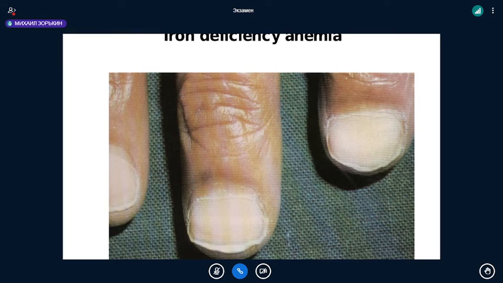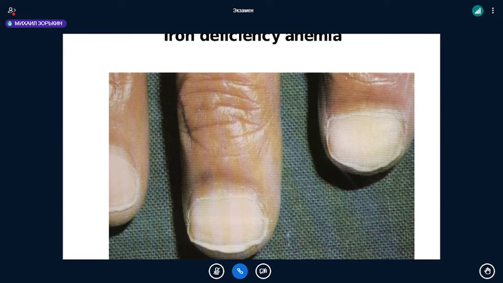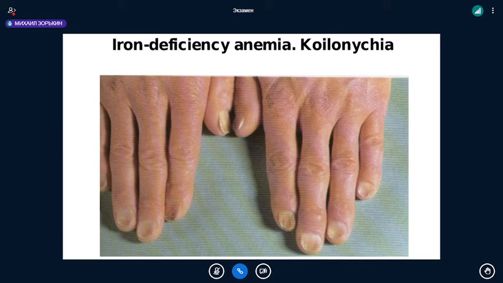Pallor and dullness of the nail bed in a patient with dark skin. In this case, when we cannot see the pallor of skin on the hands, we must take a look at some areas only. These are the nail bed and the area of thenar and hypothenar. In these areas, the signs of anemia can be detected more easily. Iron deficiency anemia: thin, brittle nails.